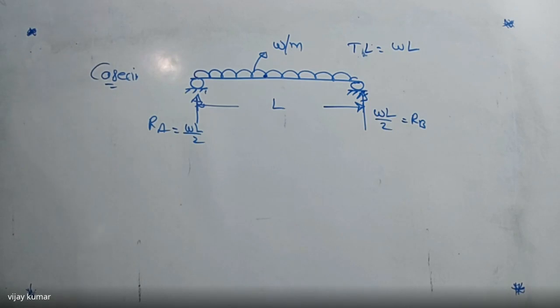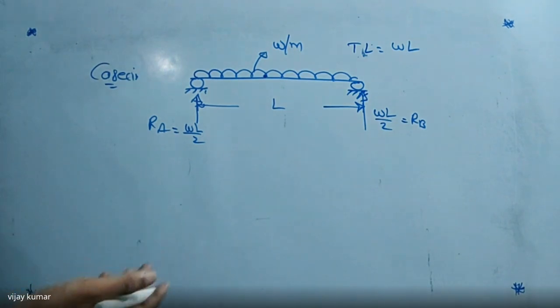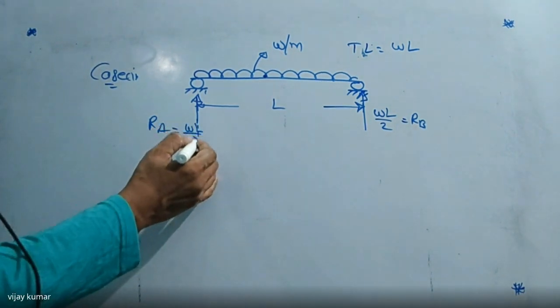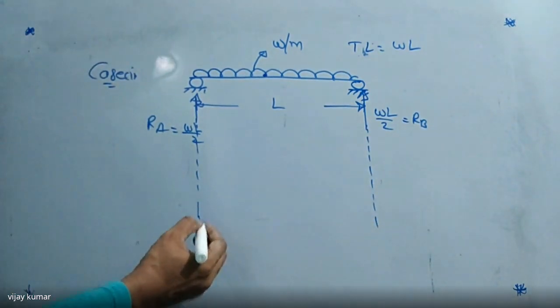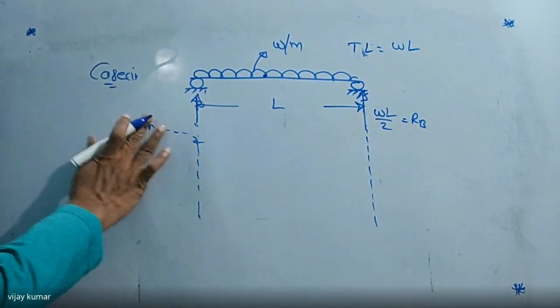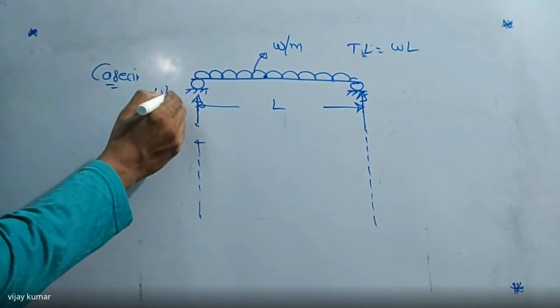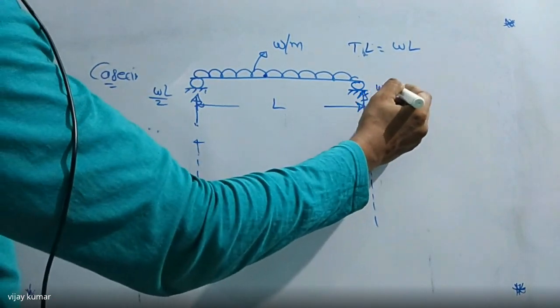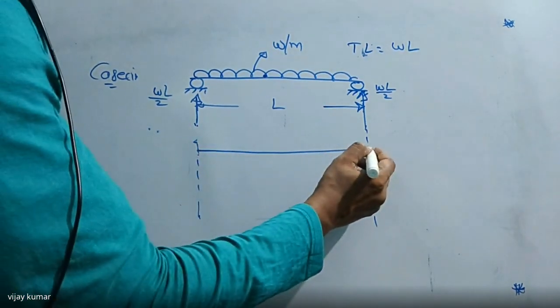Right. So here, how to find the maximum shear force value, how to find the maximum bending moment value, how to draw the shear force diagram, and how to draw the bending moment diagram. Here, first of all, I'm going to draw the shear force diagram. You can draw directly. This is WL by 2, and this is WL by 2. I'm going to draw the shear force diagram for this case.